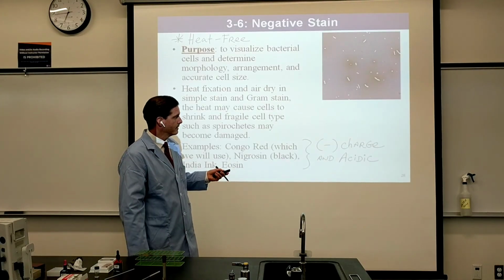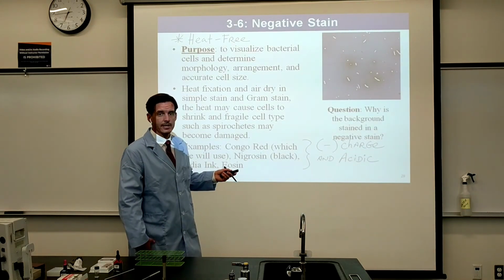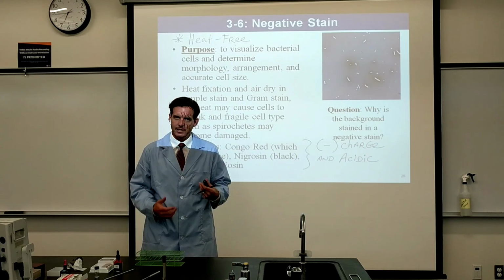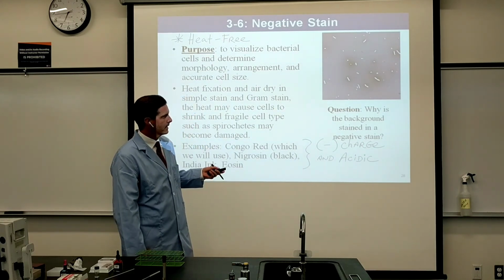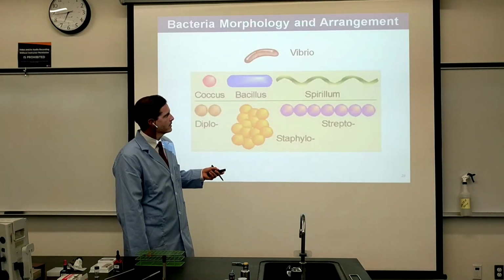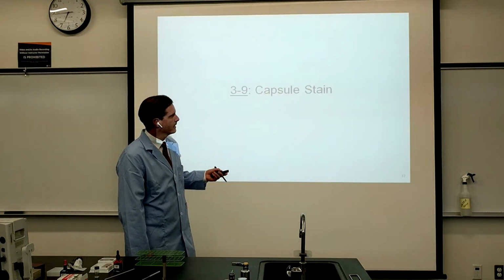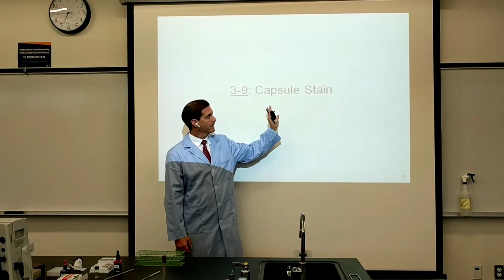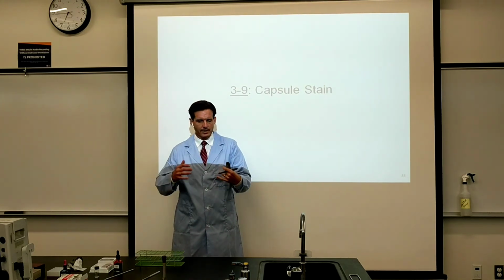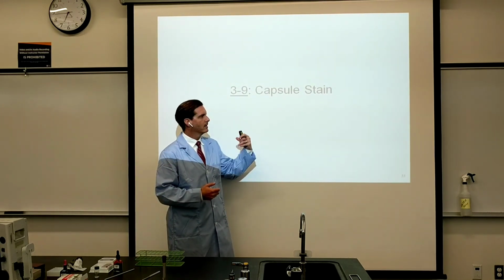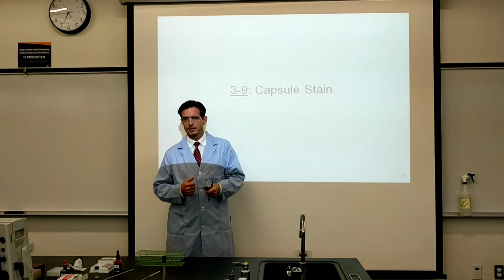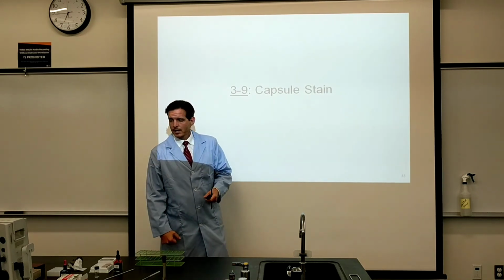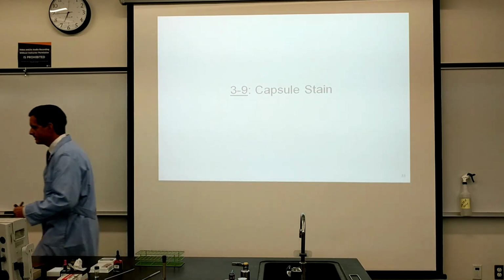That's as much as I think we need to cover today. That answers that question right there. Why is the background stained in a negative stain? The dye is repelled, it's negatively charged, it's acidic. And next time, guys, we're going to be going over the capsule stain. And if you look at the syllabus, be prepared for a video covering all the topics that are listed in day 3.